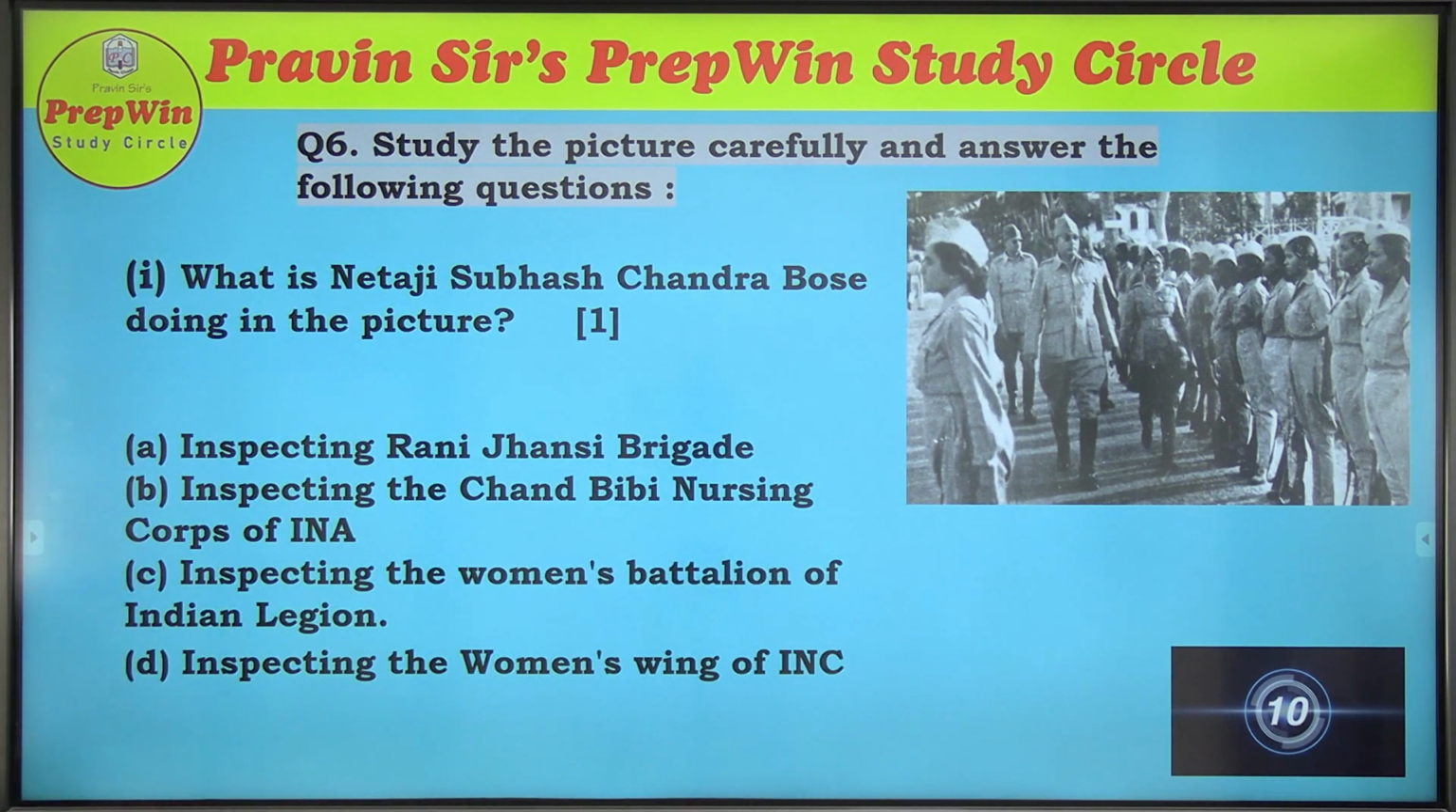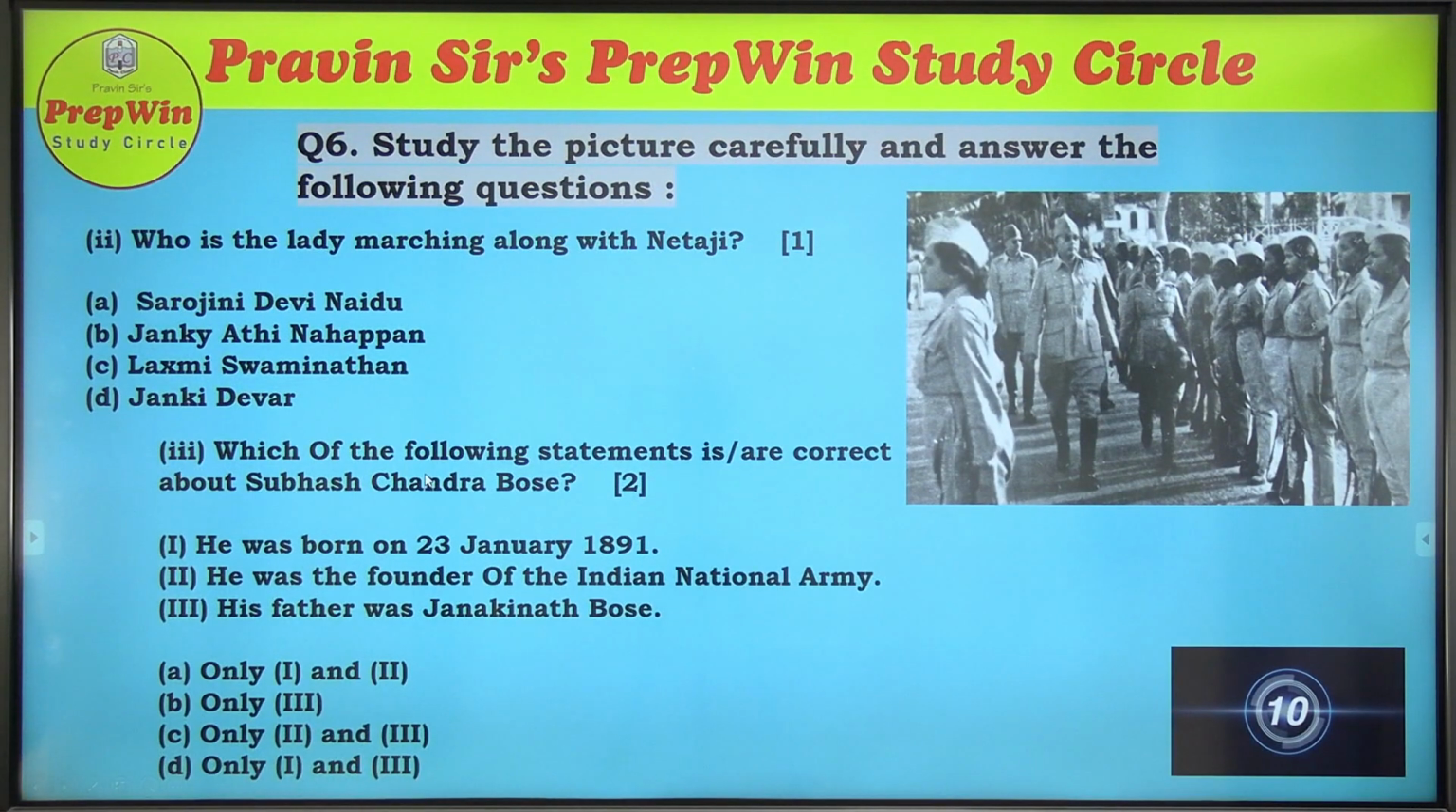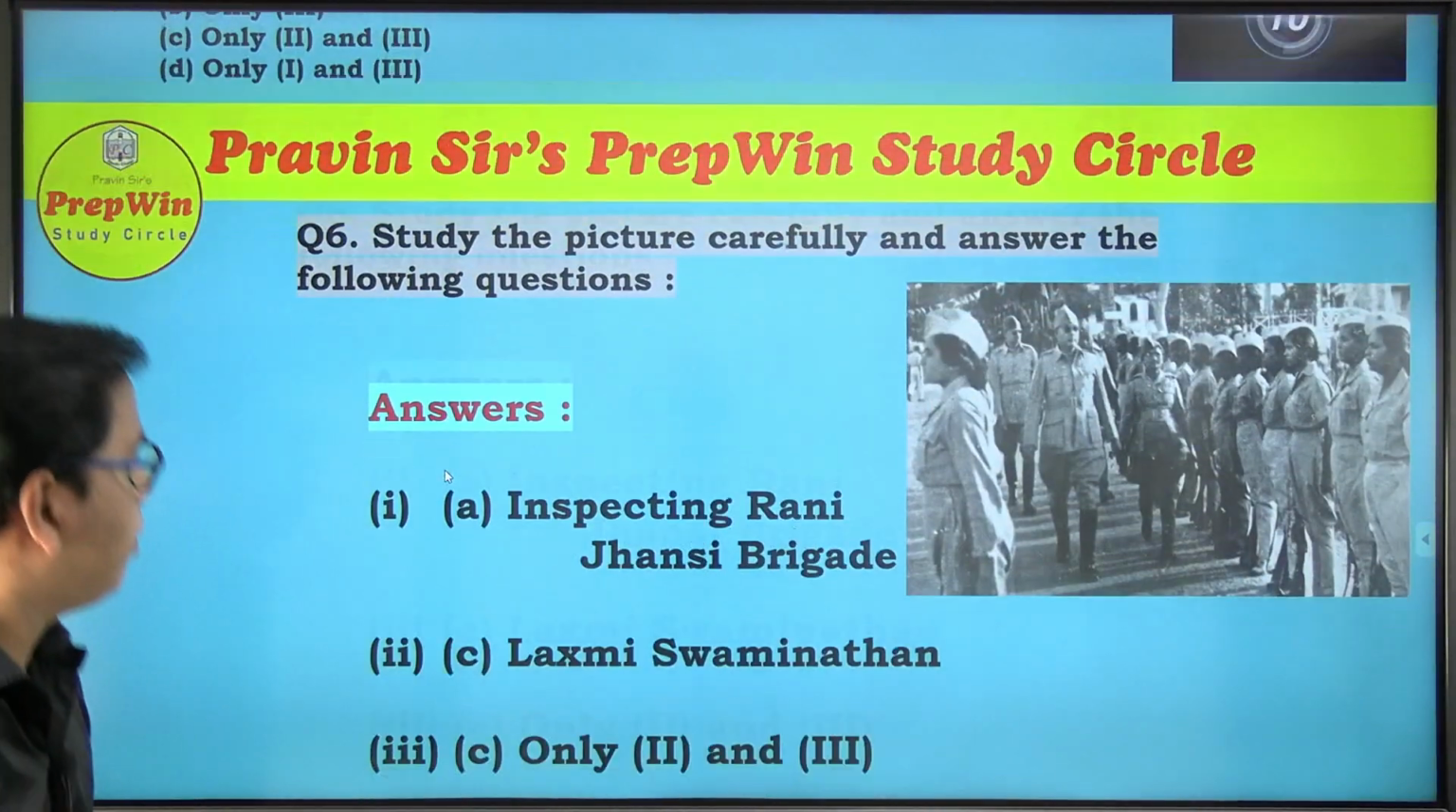Next question is related to Subhash Chandra Bose. Look at this picture. Only 1 question for 1 mark. Let me start my timer. 4, 3, 2, 1, and yes, I am ready with my answer. Let's go with the second question and third also. And my timer. 9, 8, 7, 6, 5, 4, 3, 2, 1. Time up.